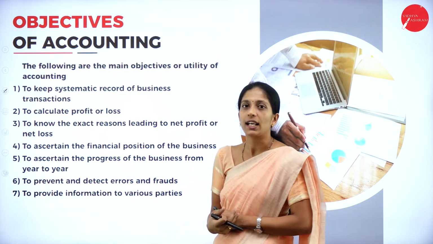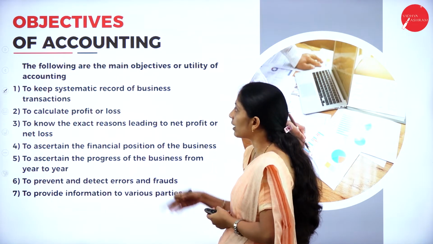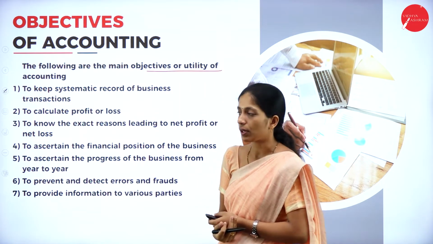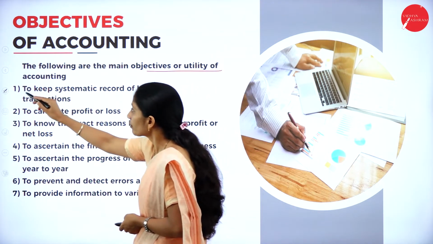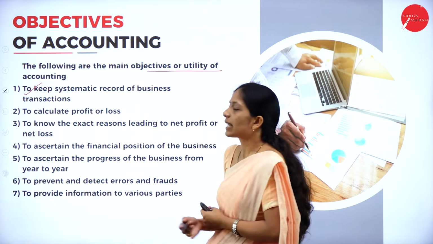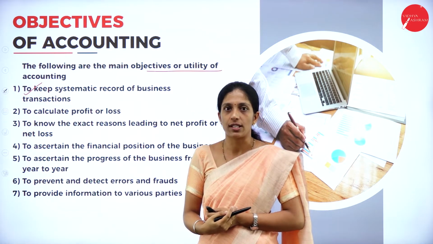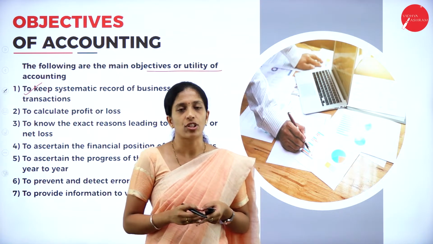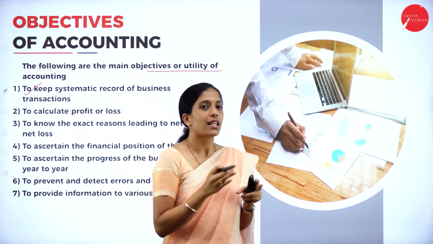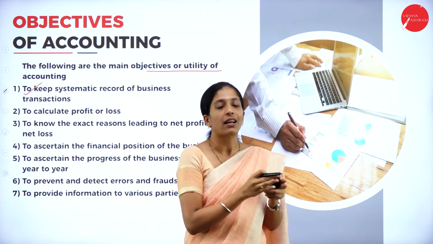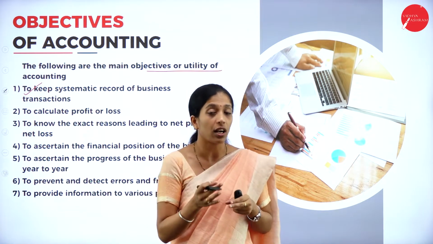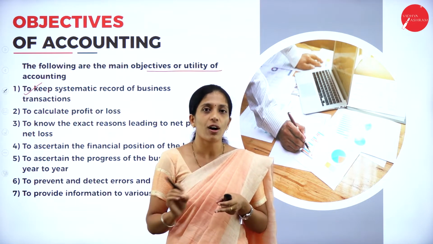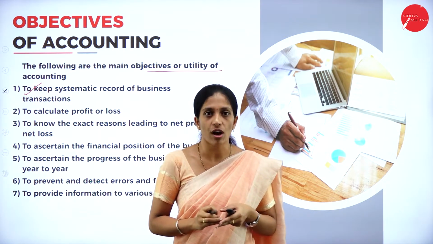Now let us see what are the objectives of accounting. The following are the main objectives or utility of accounting. The first one is to keep a systematic record of business transactions. Of course, we cannot remember each and every transaction. A transaction which happened 2 months back, we can't remember and we can't recall. For that reason, we will record all those transactions in the books of account.